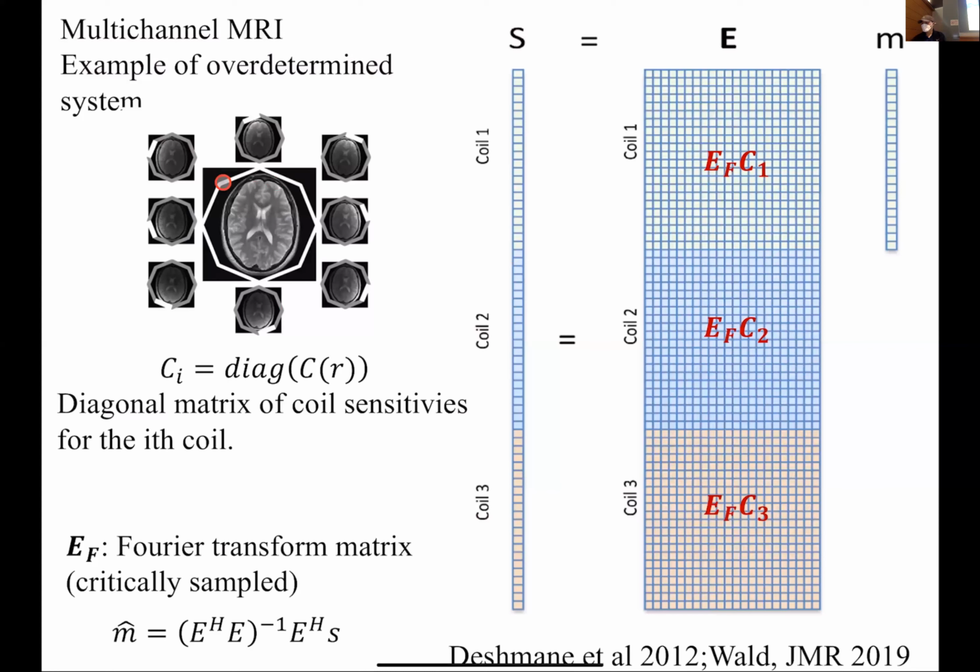What that means from a linear algebra point of view is that now, instead of just one square matrix, I can imagine 3 coils. For each of them, the data is equal to this encoding matrix times my original object, and I'm also going to multiply by this C1, which is a diagonal matrix that encodes the sensitivity of that coil. So now I have an overdetermined system.